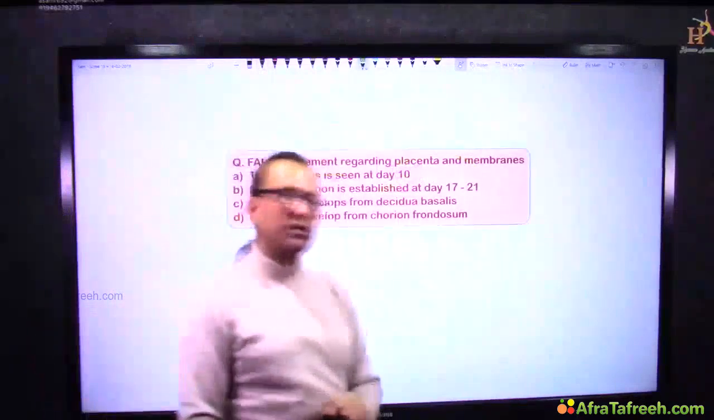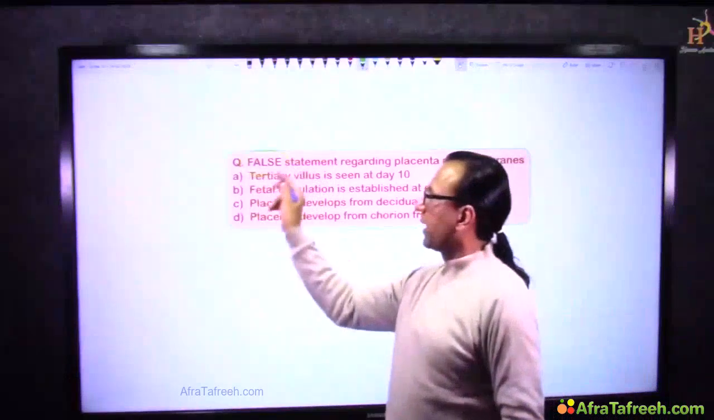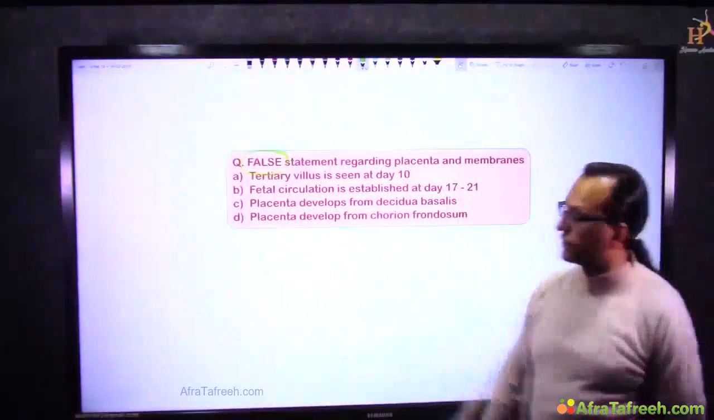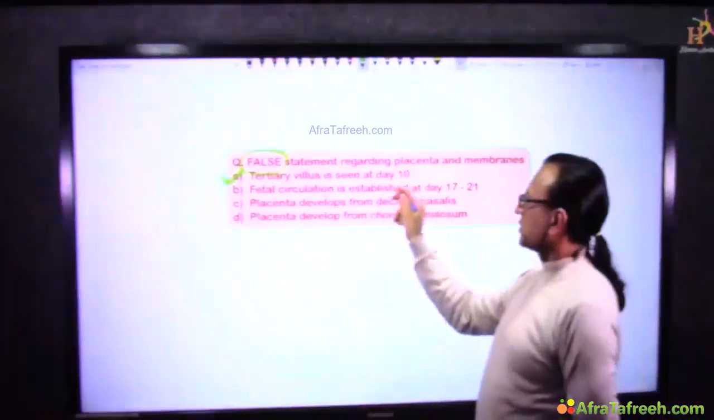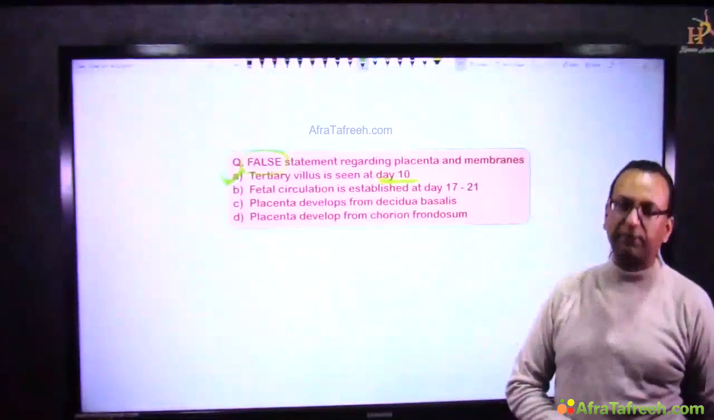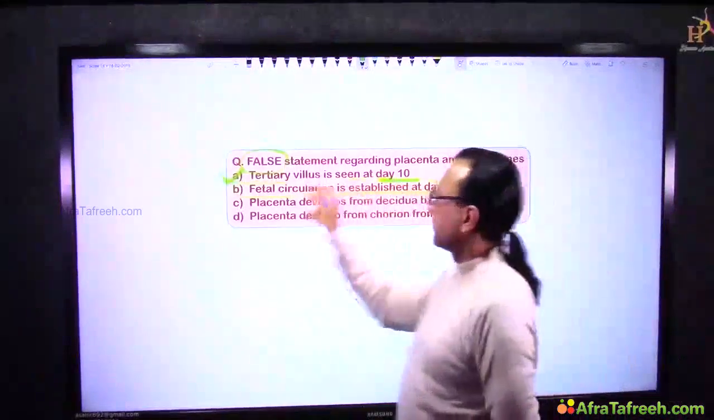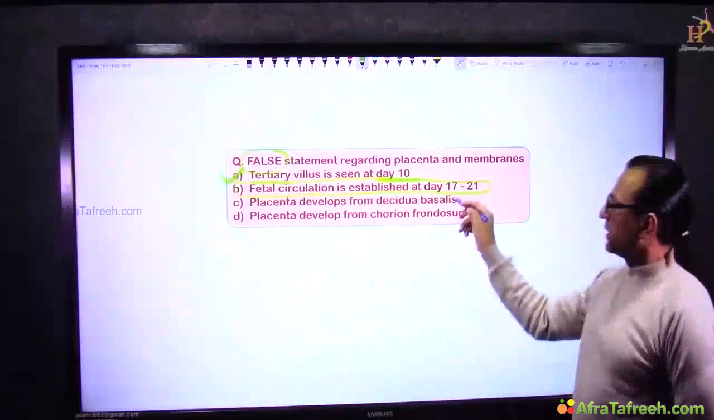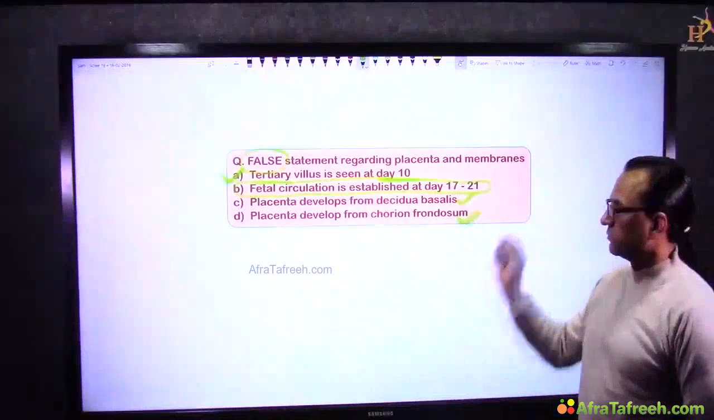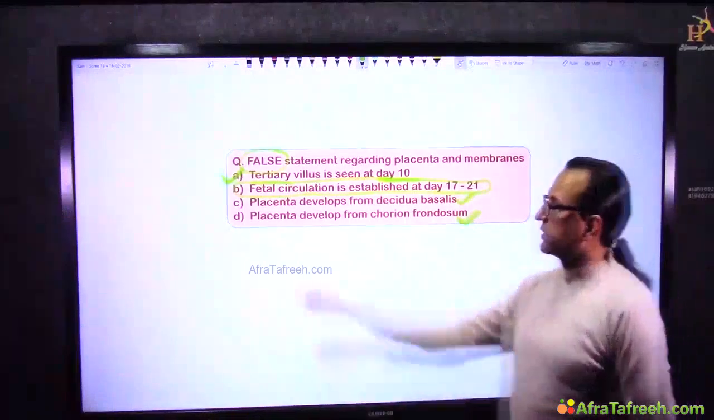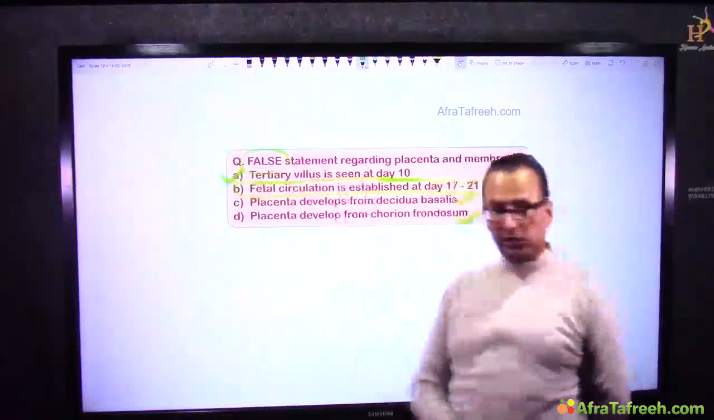Now, coming back to this question, you will notice that we were wanting to have a false statement. We already mentioned this is a false statement because tertiary villus is not at day number 10. It is day number 17 to 21 when the fetal placental circulation has been established. And what about the decidua basalis? Maternal placenta. And what about the fetal placenta? Chorion frondosum. So we'll keep our answer as choice number A. Yes, because it is day number 17 to 21.